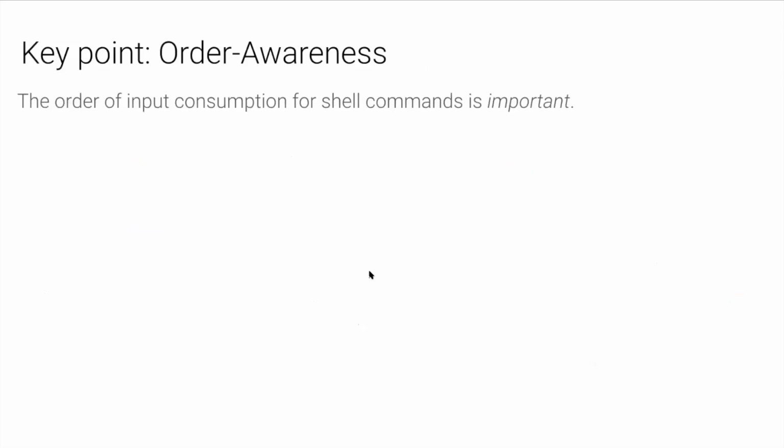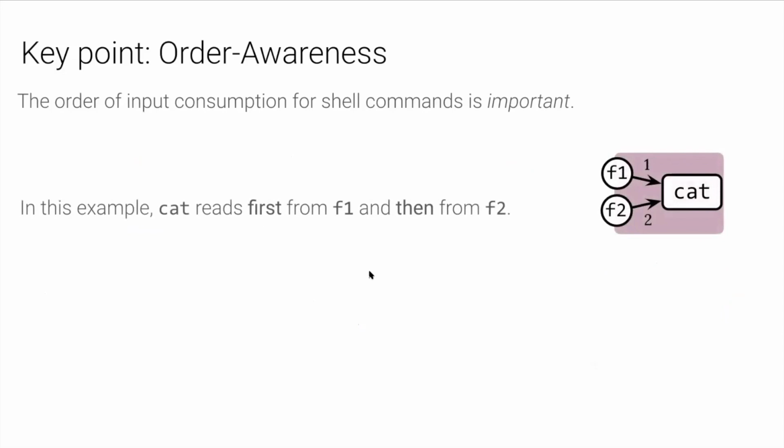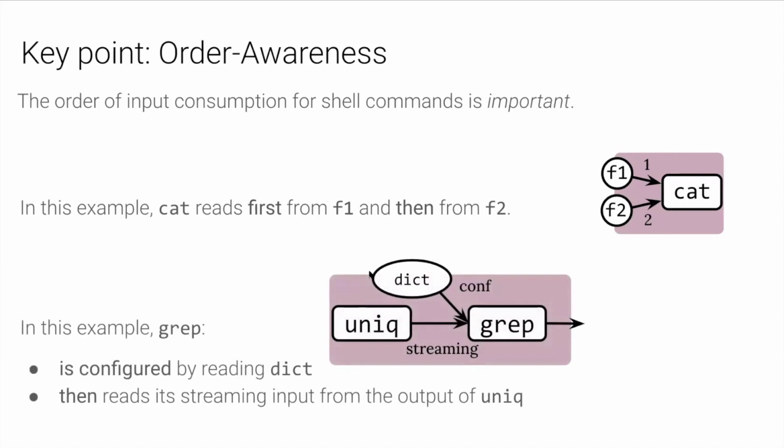A crucial point of this data flow model is that it captures the order in which commands read their inputs. This order needs to be preserved when parallelizing and is unlike other data flow models such as MapReduce, where commands are commutative and associative or independent with respect to some key. Consider this order-aware data flow example. Cat reads first from F1 and then from F2. This order awareness also distinguishes between one, configuration, and two, streaming inputs. Consider this other order-aware data flow example. Grep is configured by first reading the dictionary file and then reading its streaming input from the output of uniq.